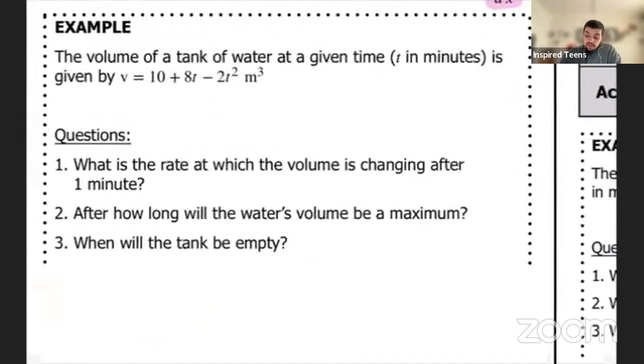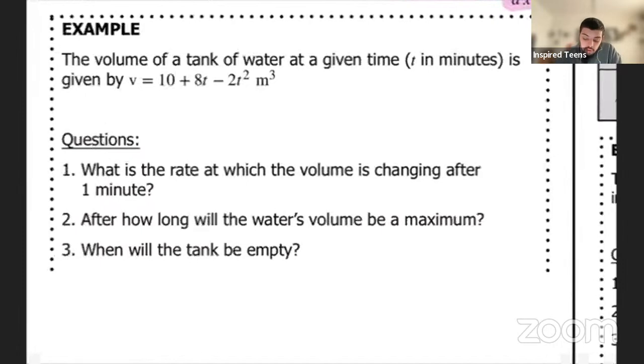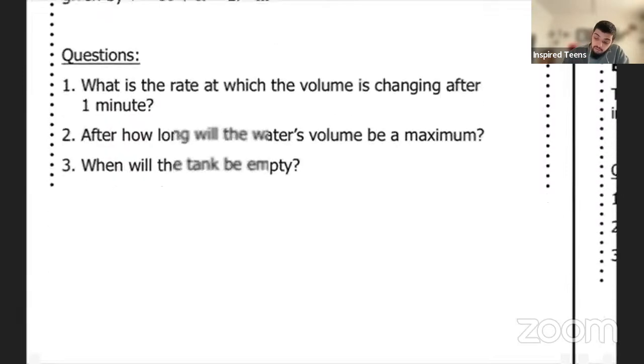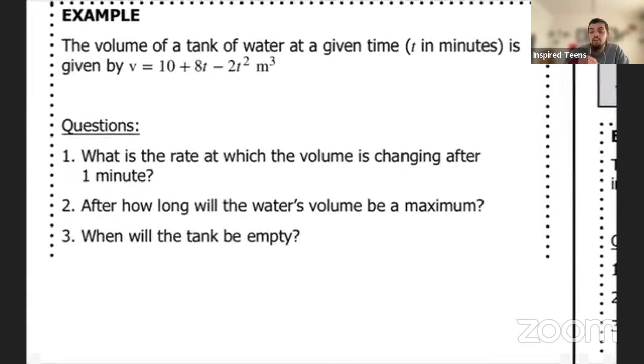Okay, so let's have a look at this. The volume of a tank of water at a given time, t in minutes, is that. Okay, so we're going to follow those questions in order to answer a rate of change question. Question 1. What is the rate at which volume is changing after 1 minute? Firstly, we have an equation, right? You have to understand what they're saying. We have an equation that gives us the volume. This equation tells us the volume at any time, provided we can substitute the minutes into this equation.